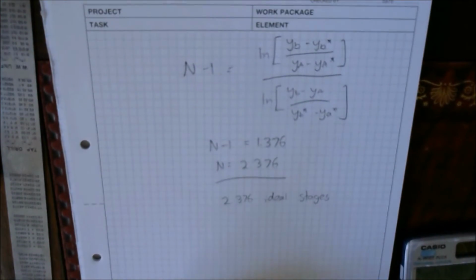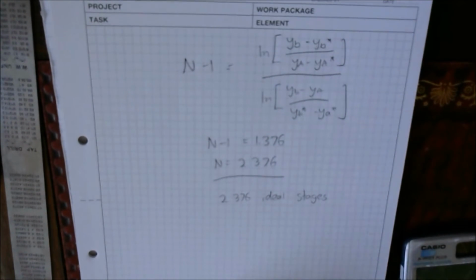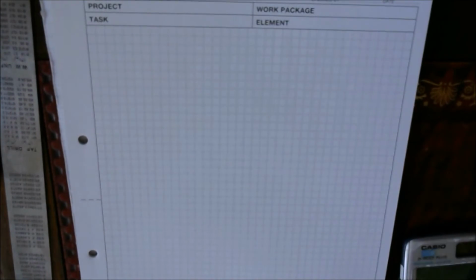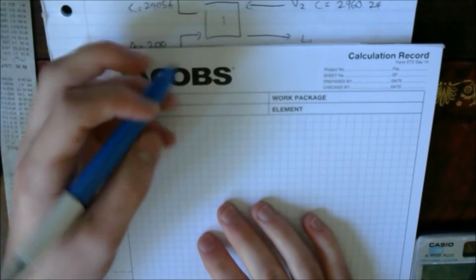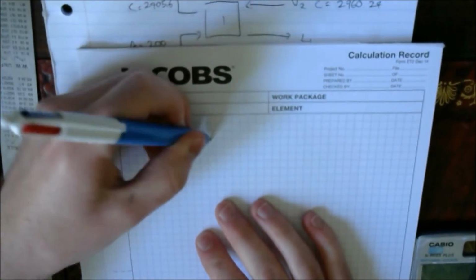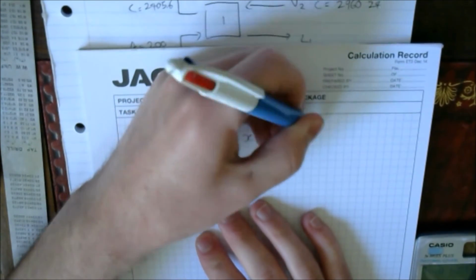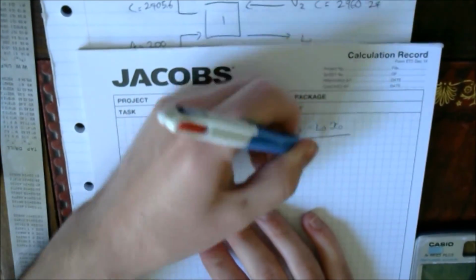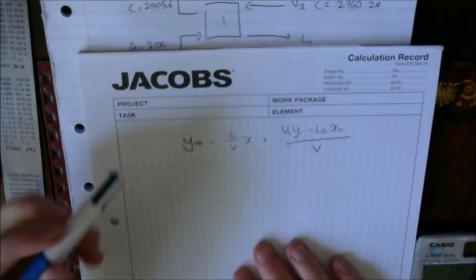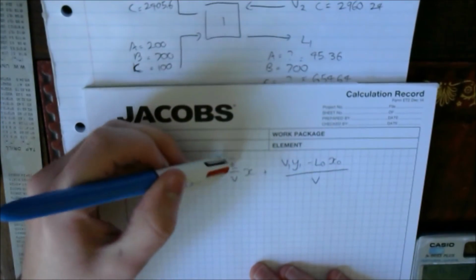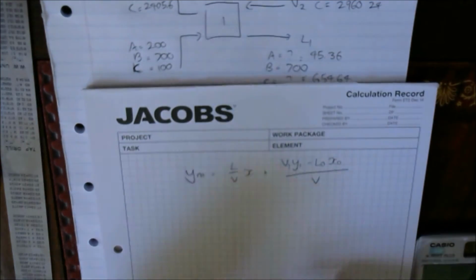So what I might do is, since we've already calculated most of the numbers that we need, I might just go through and redo that using the McCabe-Thiele method. Hopefully that won't take too much work. So let's get a new piece of paper. Let's construct our operating line. So we know y n plus 1 equals L over V times x, plus (V1 y1 minus L0 x0) over V. And remember, we talked earlier that L and V are now constant, so that slope's now going to be constant.